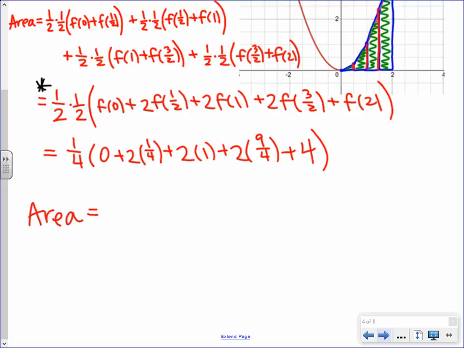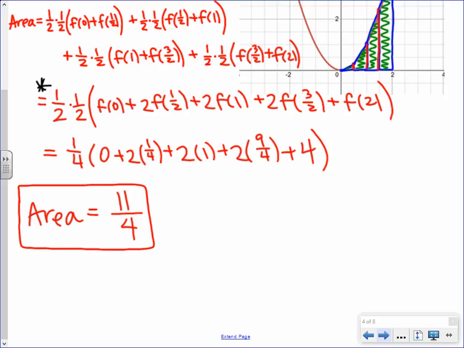Cole has 11/4. Same? Okay. You can write 11/4. You could write 2.75 because it's a decimal that stops. But this is our area, a closer approximation than our rectangles. However, it takes a little bit more work, but not much.